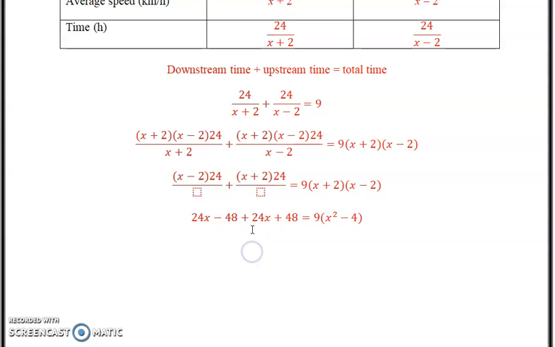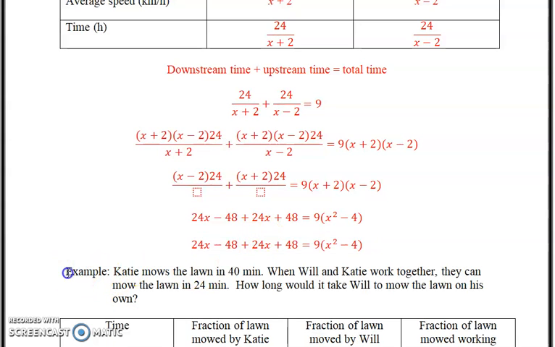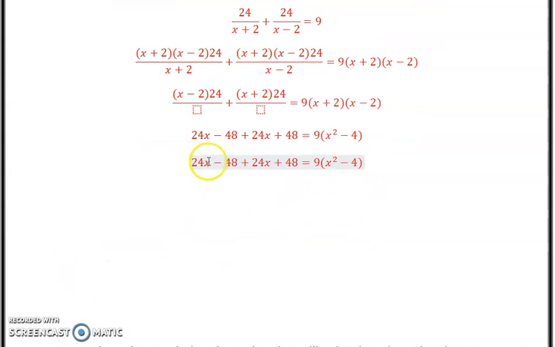So I'll recopy this and collect like terms. We might as well do that as well. What happened there? The 24x plus the 24x gives us 48x. Negative 48 plus 48 is gone. And then we're going to multiply 9 by x squared minus 4, so it's going to give us 9x squared minus 36.